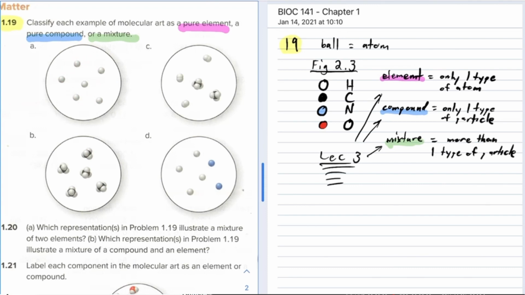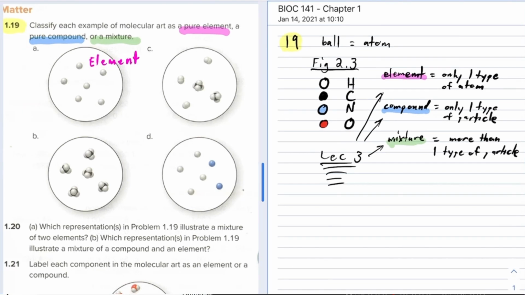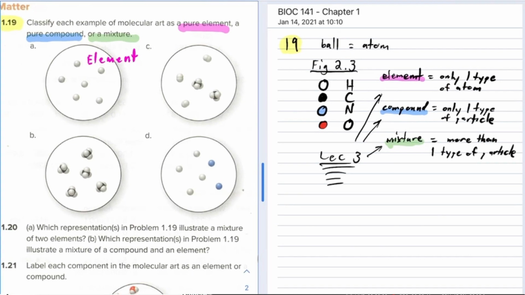So I'm going to write elements here because again, with elements, you only have one type of atom. All you see are white atoms in there. Okay, let's go to B. Here, I see white atoms and black atoms, so it's definitely not an element.